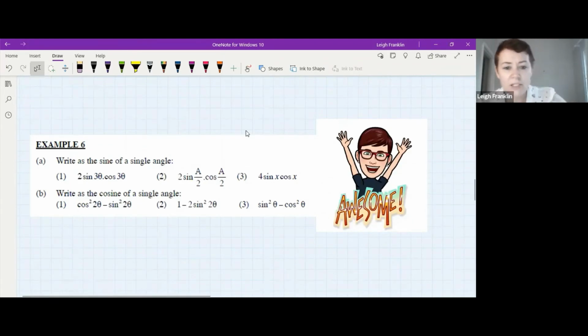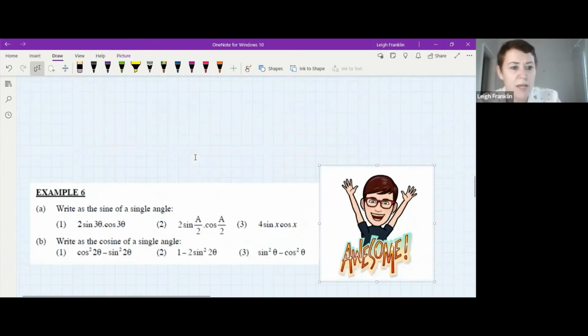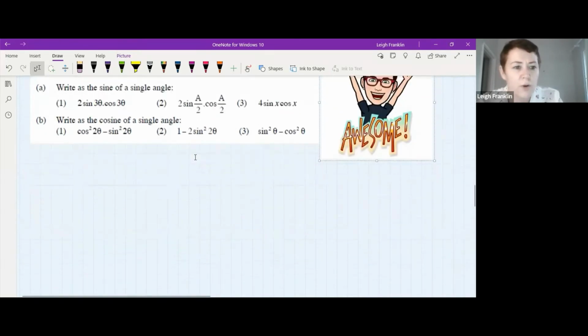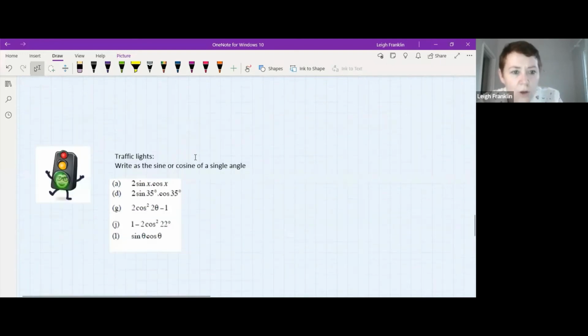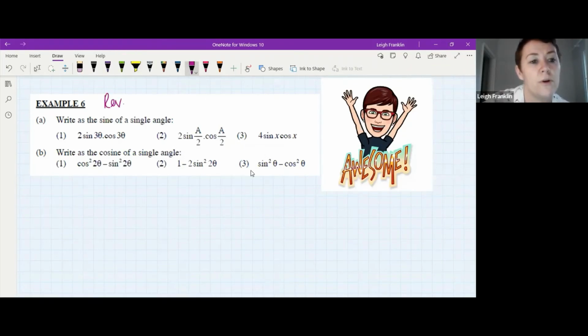All right, so I'm going to let you try a couple of these questions, but before I do that, let's just talk. These are examples. Sorry, the questions are over there. Okay, so now we're going back the other way. What we had before was the double angle and we expanded it. Now we're doing the reversal of the expansion.